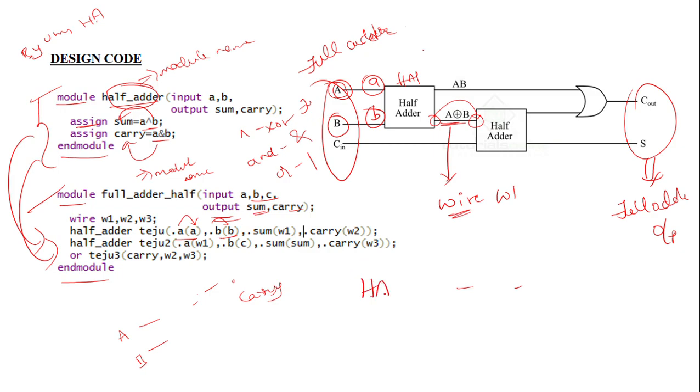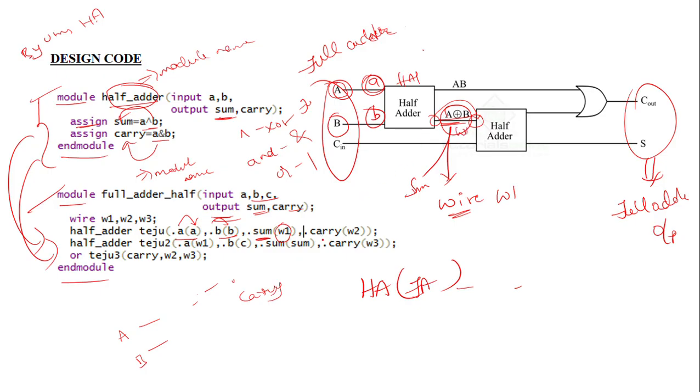First we have to write the half adder variable, and inside it, what you want to connect. So A is connected to full adder A, B is connected to full adder B, and the sum, the half adder sum, is our half adder sum. So what you have to do? You simply represent it with W1. So we simply write a wire W1 here.